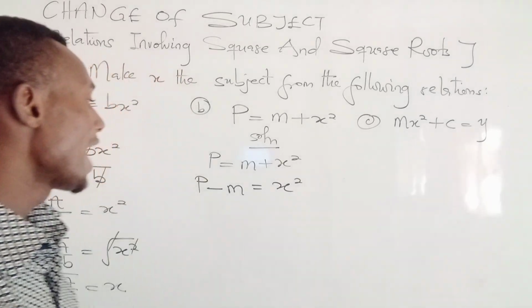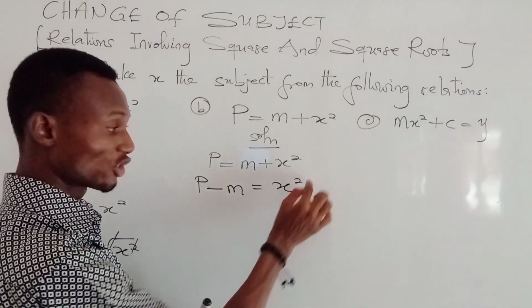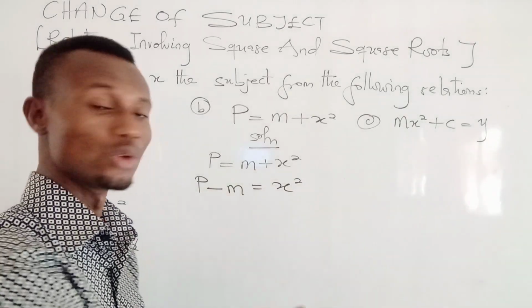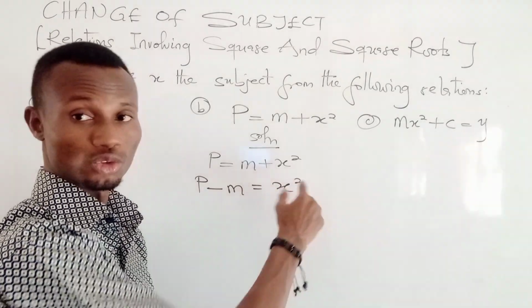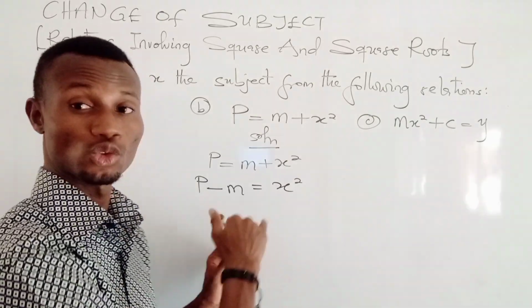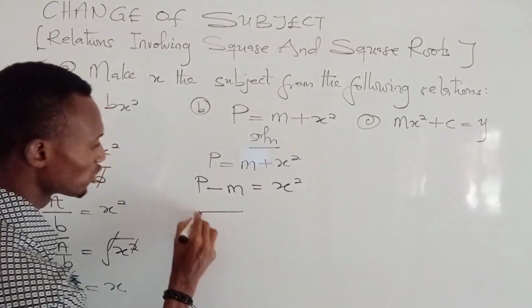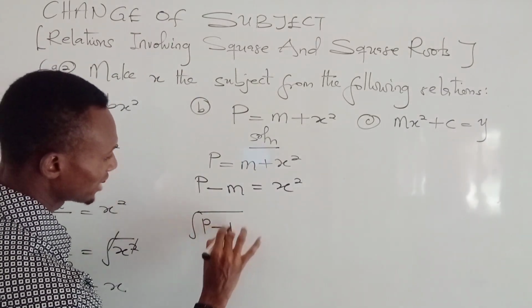Now for us to get our S, you can see that we have S squared here. So for us to eliminate this power 2 so that we get our S to stand alone, we need to take the square root of both sides. So I'm going to take the square root of P minus M.